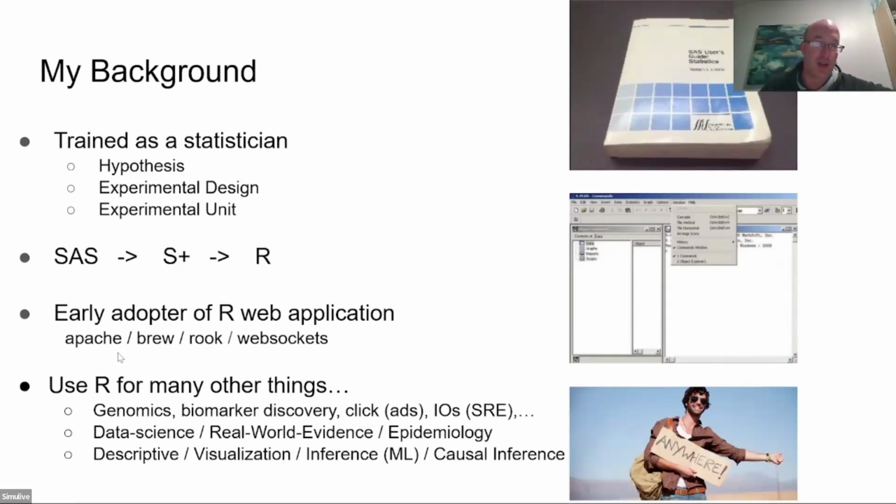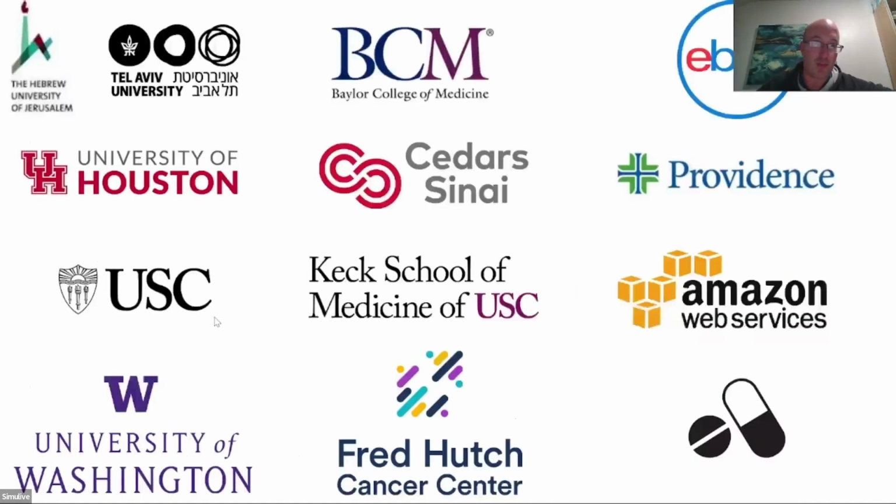I use R for many other things: genomics, biomarker discovery, clinical trials, and I use the terms data science, real-world evidence, epidemiology. But at the end of the day, I'm doing descriptive statistics, visualization, inference, machine learning, and causal inference. These are places I've studied, taught, worked, and more recently, in the pharma industry.